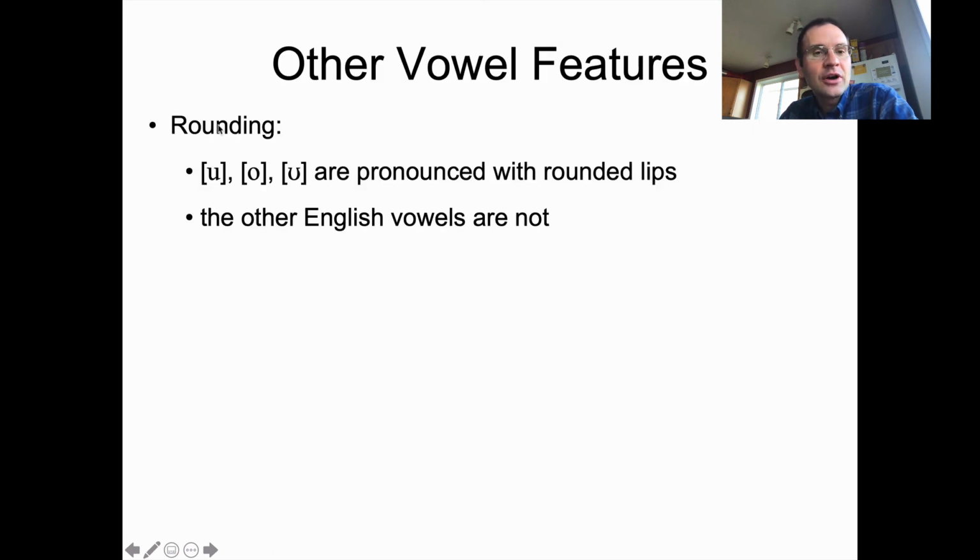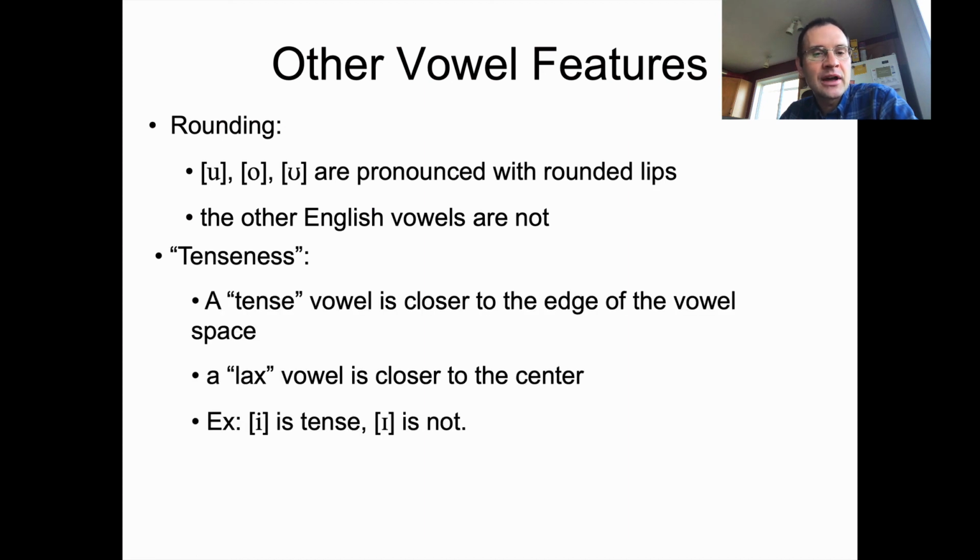Okay, so I mentioned rounding. Oo, O, and are pronounced with rounded lips. The other English vowels are not. A tense vowel is closer to the edge of the vowel space, while a lax vowel is closer to the center. I've got this example again of E being tense, I is not. E, because it's tense, also happens to be longer, or usually is pronounced with greater duration than I. That's also part of that tense-lax distinction, in addition to the tense vowels being closer to the edge of the space.